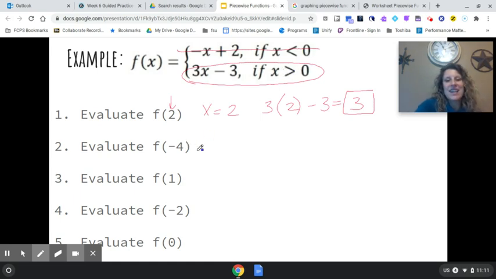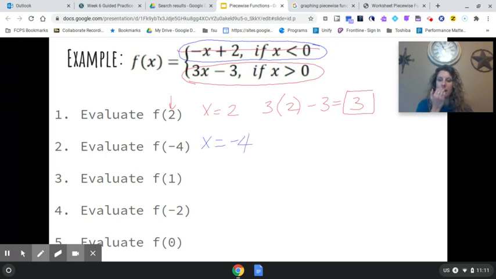-4, hopefully it's clear, that x is less than 0. So I'm going to be looking at this top equation and again evaluating for when x equals -4. If I plug -4 in for x, be careful of signs, the opposite of x, so that's the opposite of -4 plus 2. Well, the opposite of -4 would be +4. Plus 2 gives me 6. So when x equals -4, the output or the y value is 6.